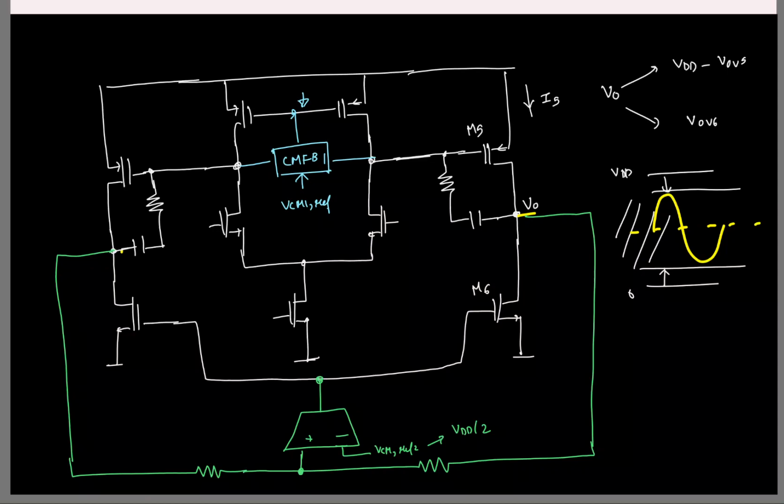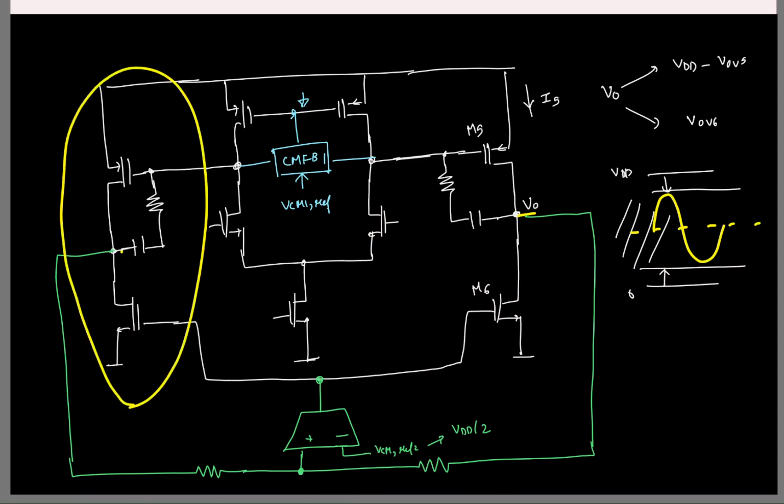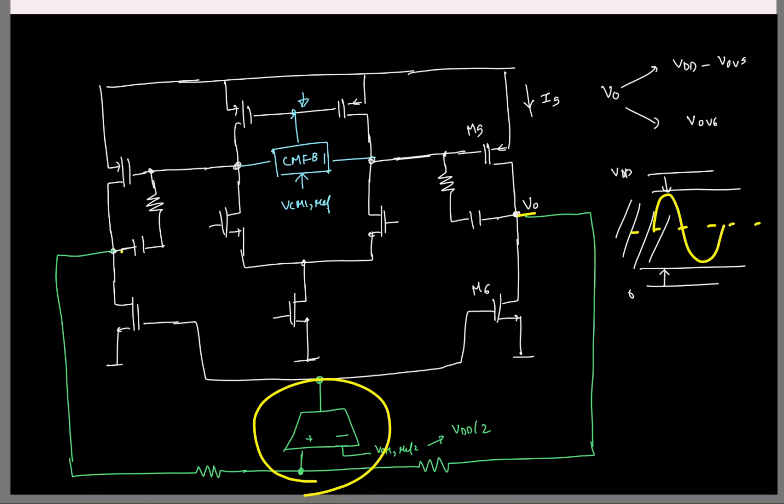Okay. Now as we saw, if you draw the common mode equivalent, this is going to be one stage, and this is going to contribute to the second stage of my CMFB. So this is looking like another two-stage OTA, right? So what do I have to do?